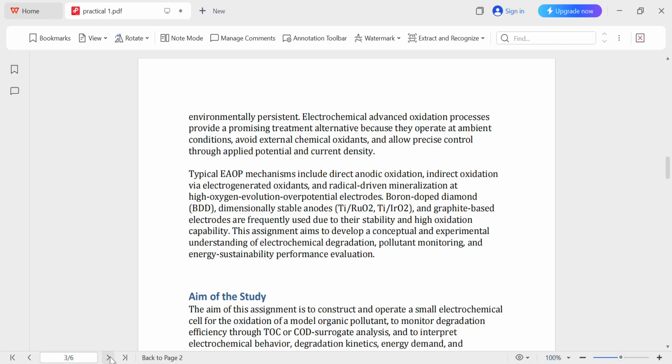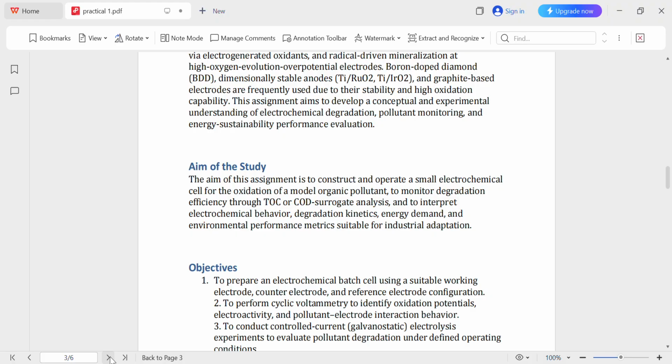Electrodes are especially used in the EAOPs because they are long-lasting and very effective at cleaning. Next, this assignment aims to develop a conceptual and experimental understanding of electrochemical degradation, pollutant monitoring, and energy sustainability performance evaluation. Means the goal of this assignment is to learn how electrochemical cleaning works, monitor how well pollutants are removed, and evaluate energy use and sustainability of this process.